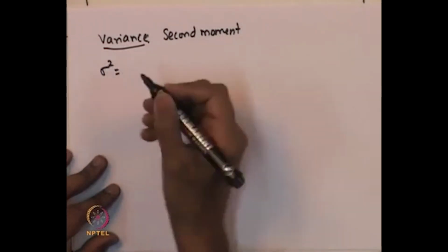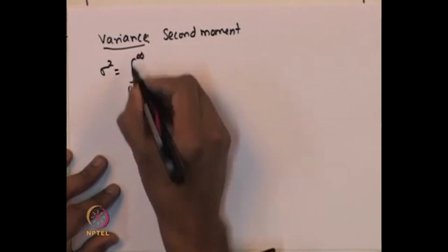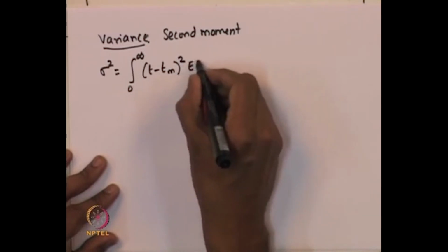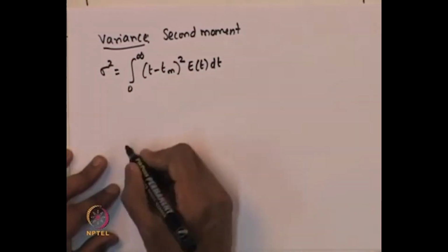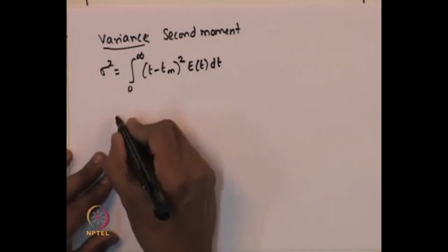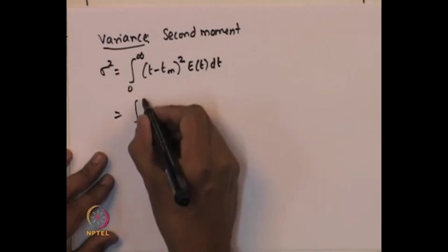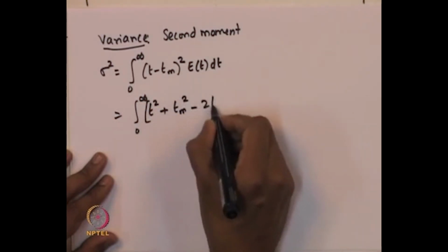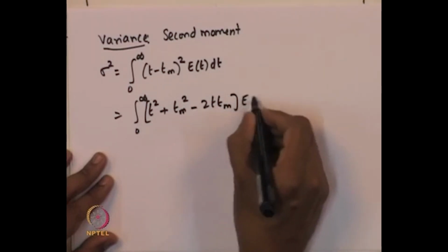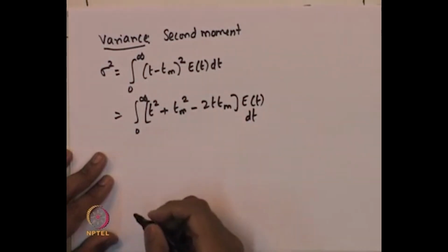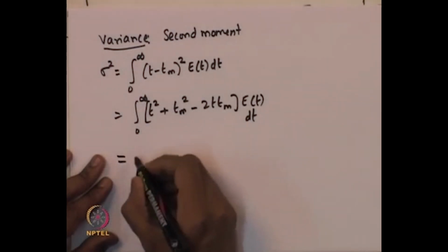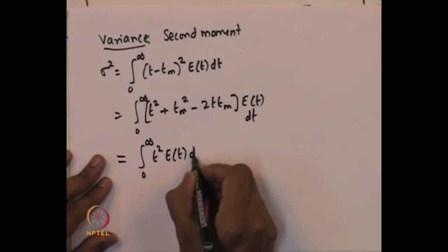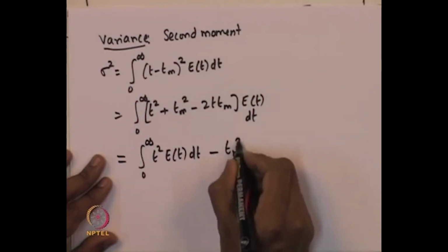So, the sigma square, which is the variance, is given by the integral from 0 to infinity of (t minus T m) square into E of t dt. Now, if we expand this quadratic product, we can write it as the integral from 0 to infinity of (t square plus T m square minus 2 into t into T m) into E of t dt. That is nothing but the integral from 0 to infinity of t square E of t dt minus T m square.